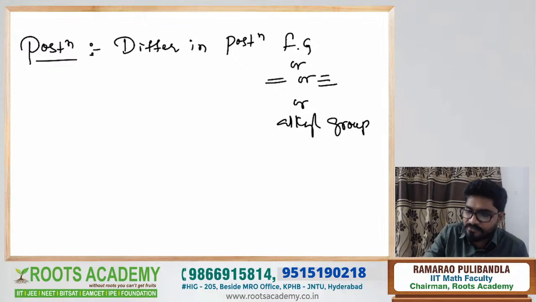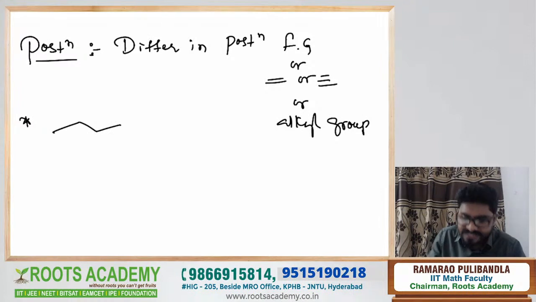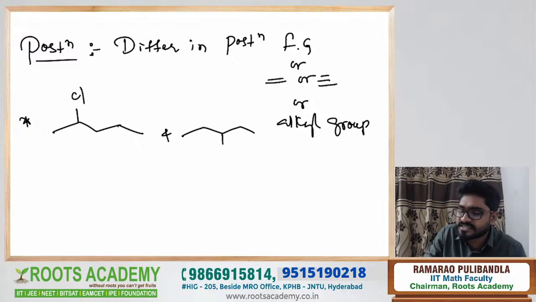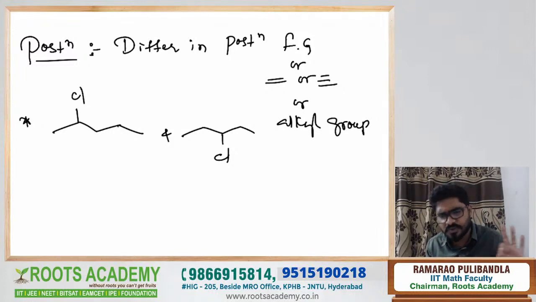See, I'm giving one simple example, you can easily identify it. I'm taking pentane and keeping chlorine here. This is 2-chloropentane. Next, I'm keeping chlorine here. This is 3-chloropentane. Here it is 2 and here it is 3. I'm changing the position. The difference is the position only, no? So both can be called positional isomers. Quite a simple thing.